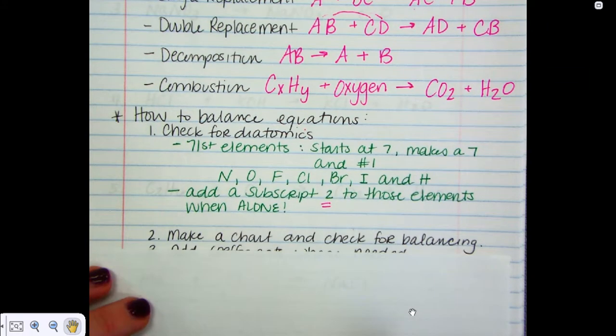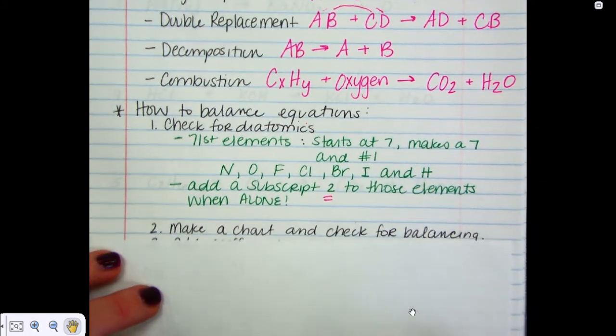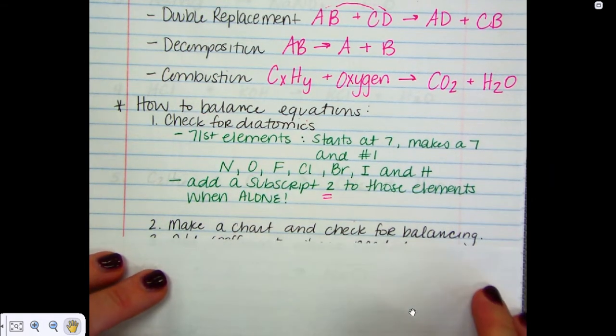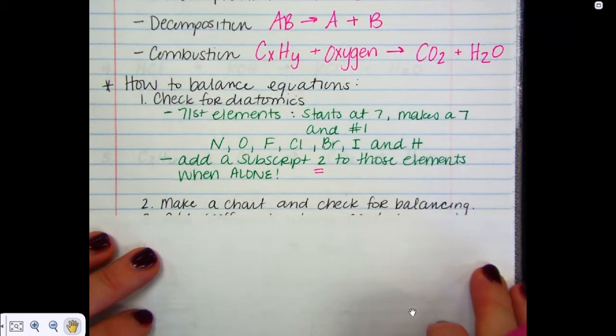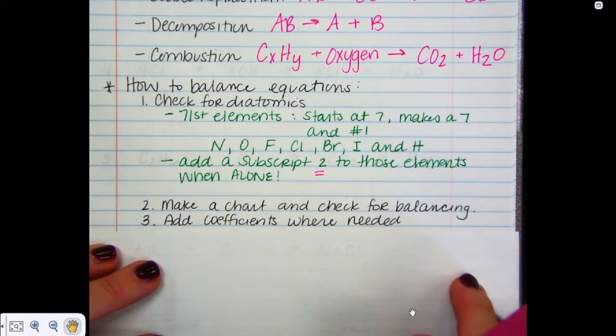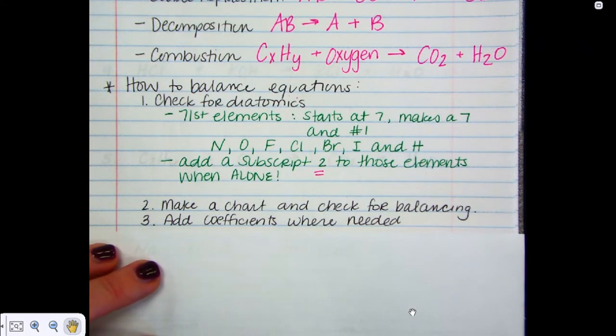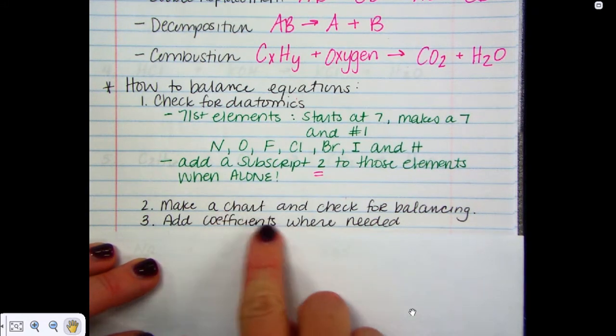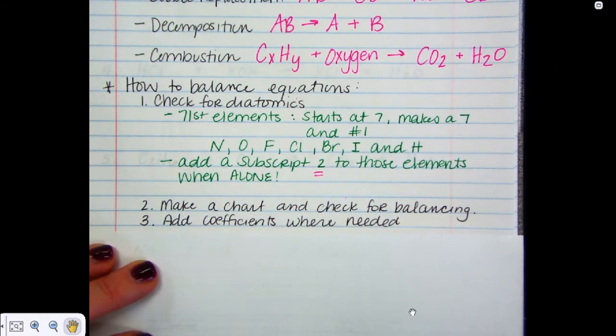Okay. Once I check my diatomics, I'm going to make a chart to check for balancing. I'm literally just going to take inventory. What do I have on the left? What do I have on the right? Then I'm going to add coefficients where needed. Remember that coefficients are the big numbers that we write in front of our chemical compounds to give us a multiple of that compound. Remember that coefficients get multiplied across whatever formula they're in front of.